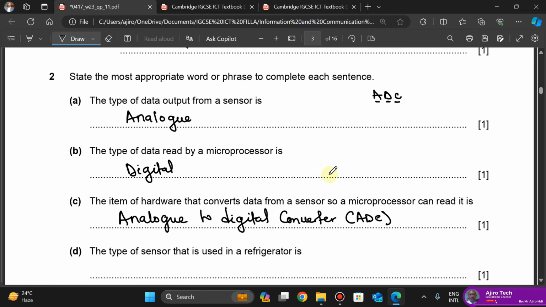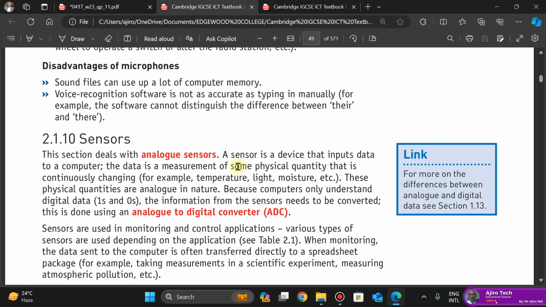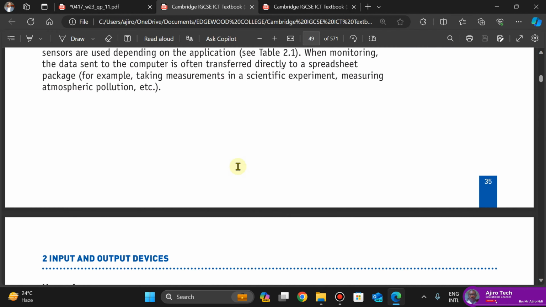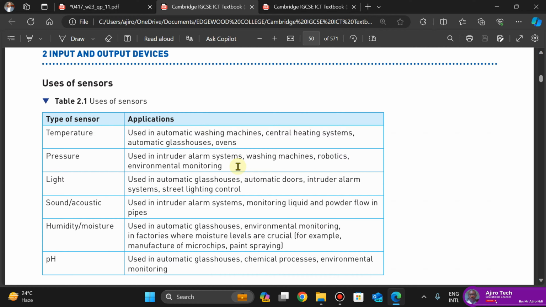Okay. Let's look at the D part. The type of sensor that is used in the refrigerator. Now we have various kinds of sensor. We have the light sensor, we have the pressure sensor right here. Okay. We have a pH sensor, humidity sensor. Now let's look at it. The one that is used for a refrigerator is going to be what? When we talk about a refrigerator, what are we talking about? Temperature.